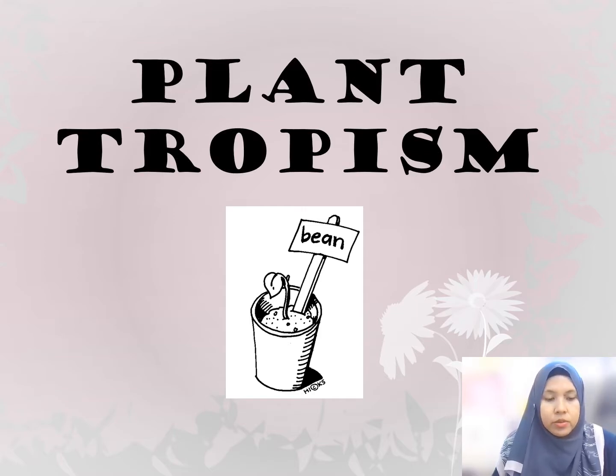So this is part 2 of chapter 3 for BWJ 32003 plant physiology. This is a continuation of the regulation of plant growth and development. And this is where we're going to learn about plant tropism.